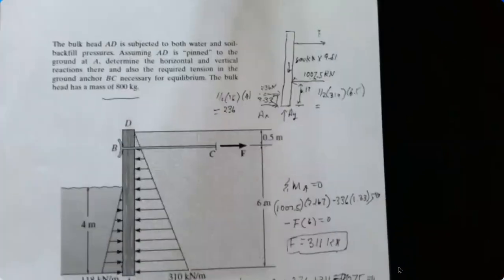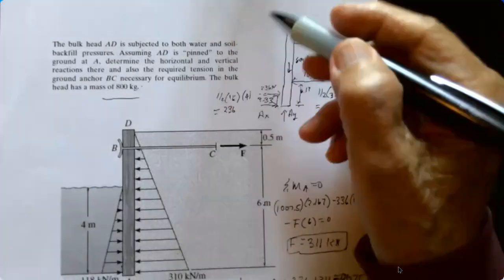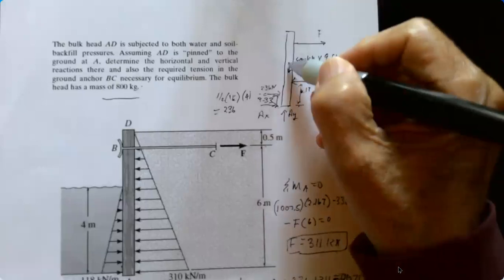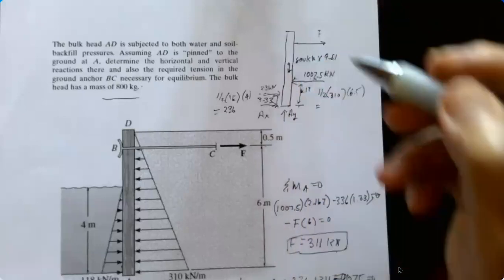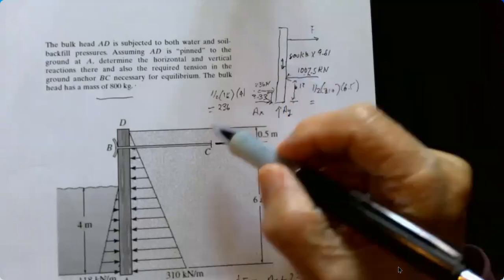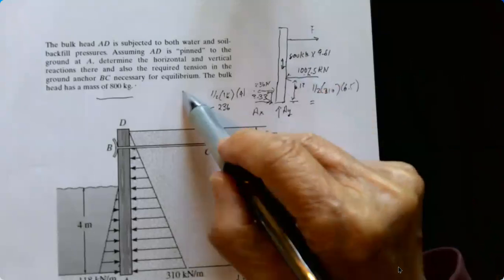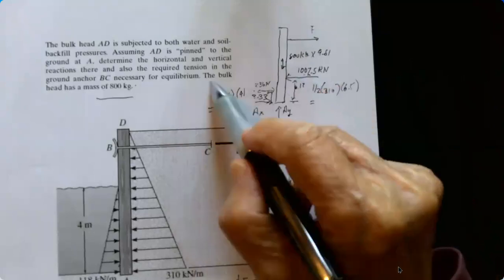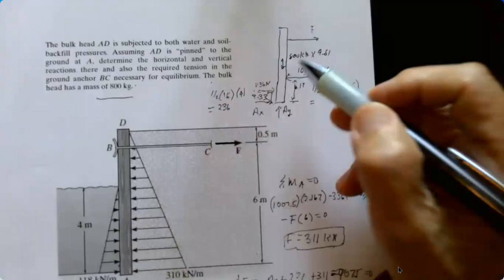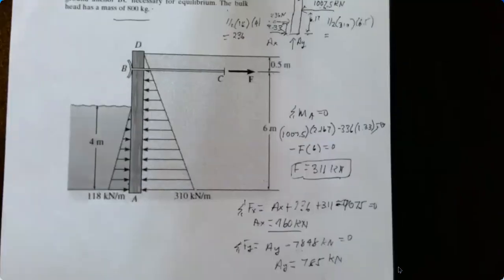Okay, so this bulkhead has a mass of 800 kilograms right here. So 800 times 9.81 gives you the kilonewtons, and you can solve for A sub y.